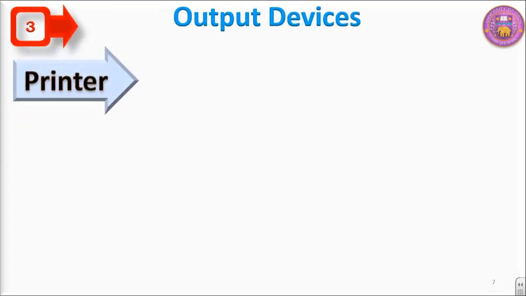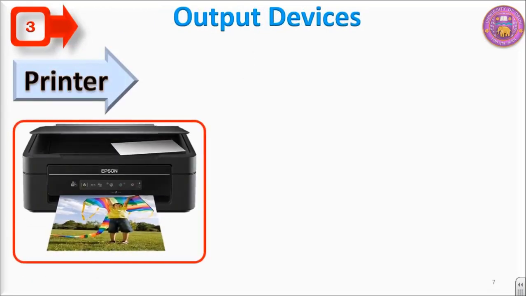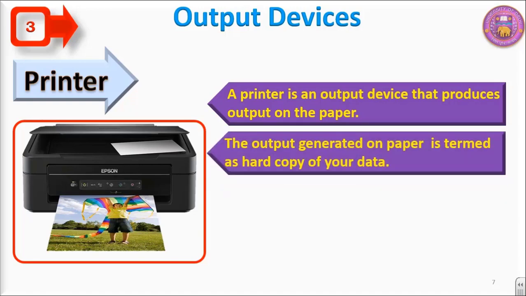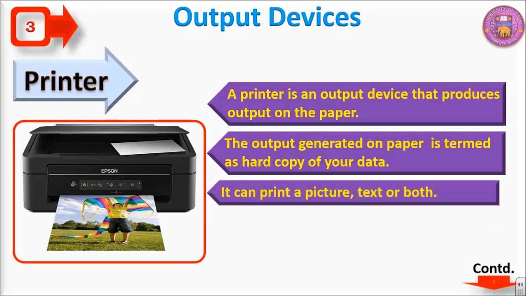Printer. A printer is an output device that produces output on the paper. The output generated on paper is termed as hard copy of your data. It can print a picture, text, or both.